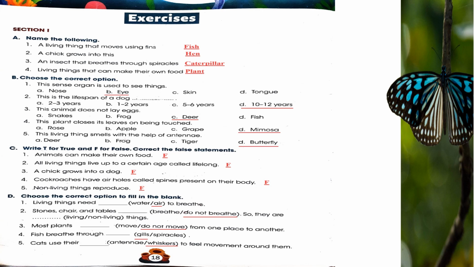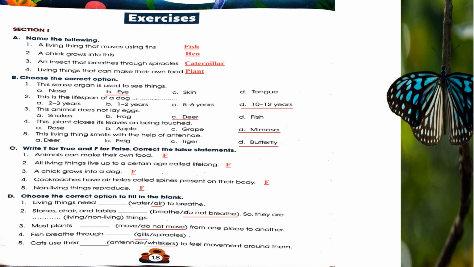Third, a chick grows into a dog. It's false. A chick grows into a hen. Fourth, cockroaches have air holes called spines present on their body. It's false. Cockroaches have air holes called spiracles present on their body. Fifth, non-living things reproduce. It's false. Non-living things cannot reproduce. Next, D.